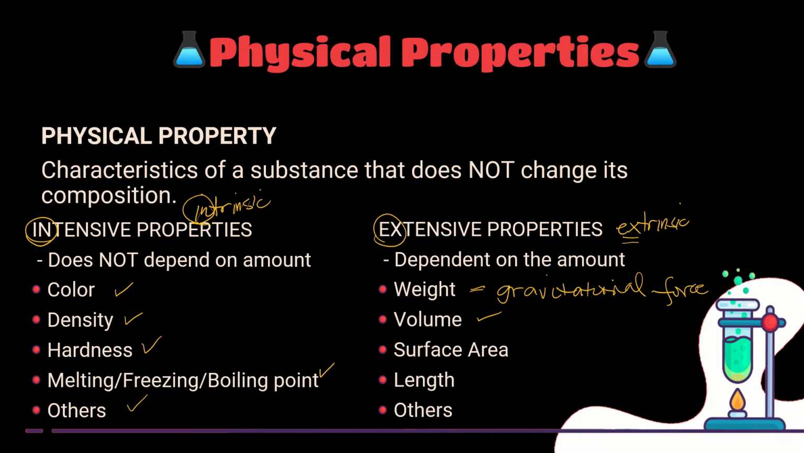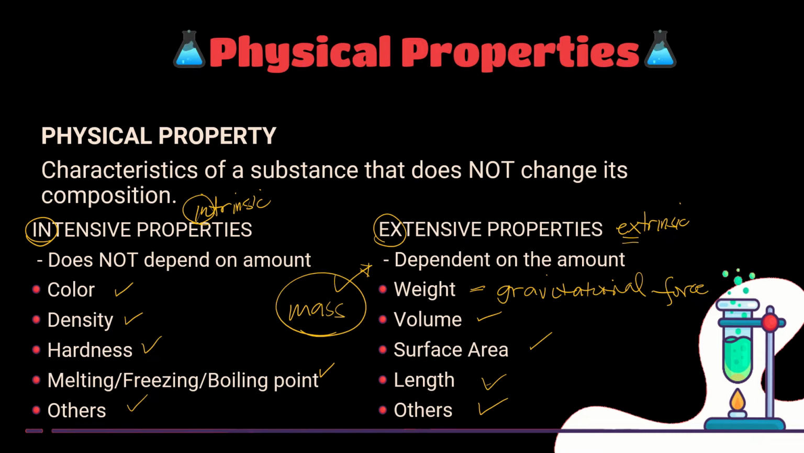Same with sa length. Iba-ibang length or, for example, sa tangkad ng tao. Nakadepende yan sa value or nakadepende yan sa amount. And then other properties. So, is mass intensive or extensive? So, mass means the amount of substance present in an object. So, since nakadepende daw kasi sa amount ng substance, so mass is under extensive properties.